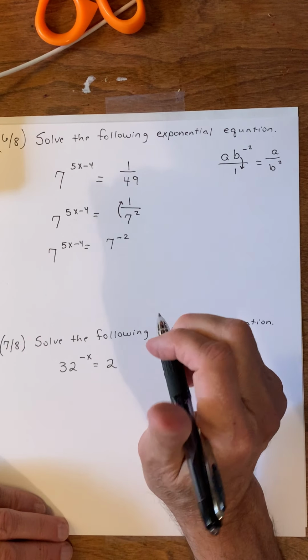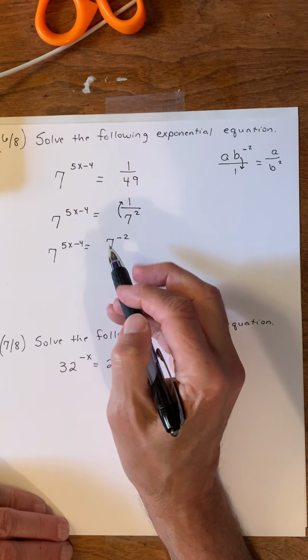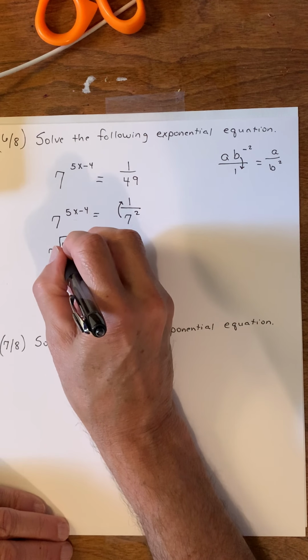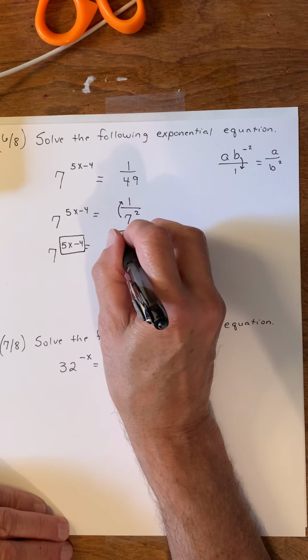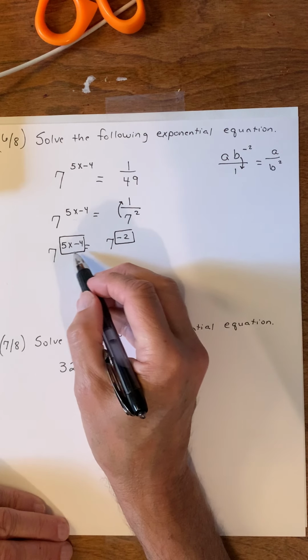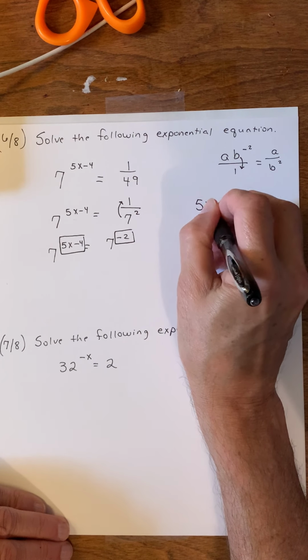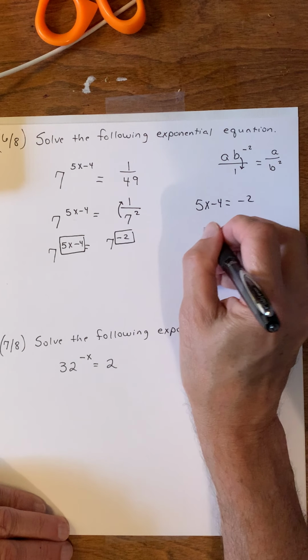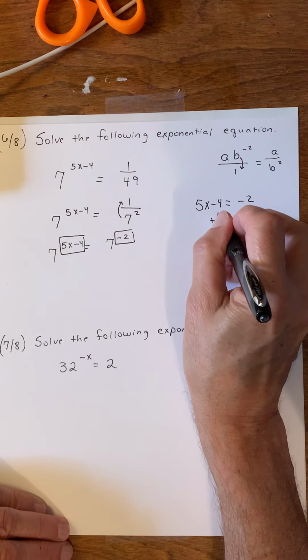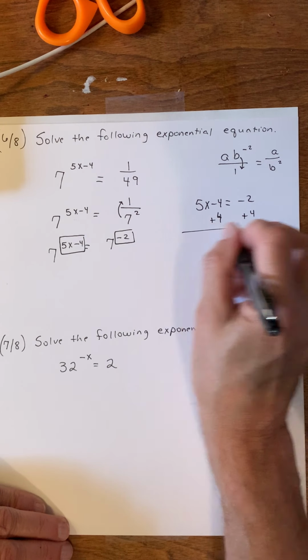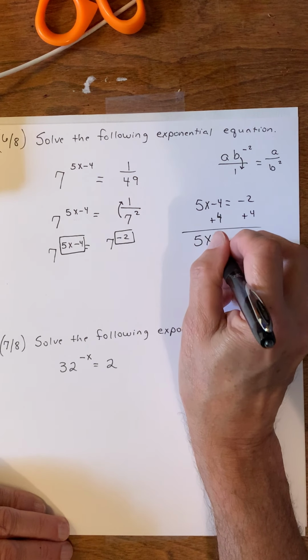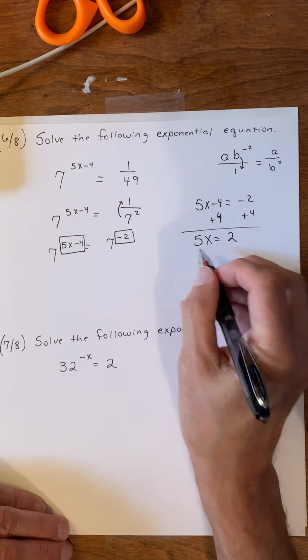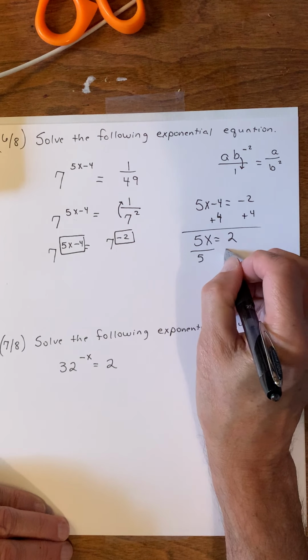Look what we've done. We now have exactly the same base. I can equate my two exponents. 5x minus 4 is the same as -2. Add 4 to both sides. Divide by 5, and I got it.